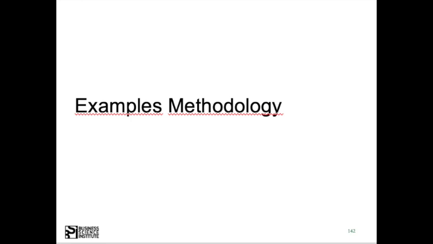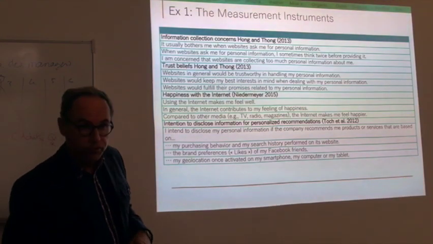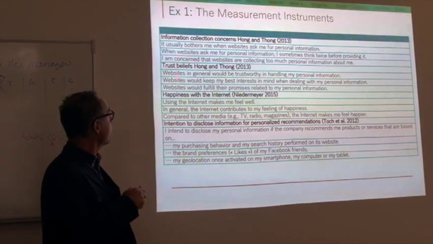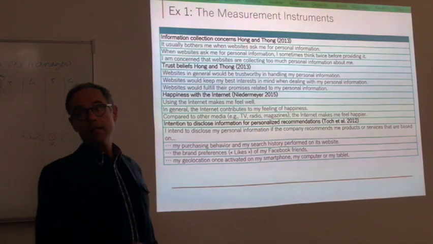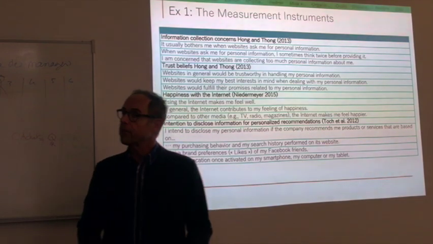So let's see some examples about the methodology used. Once you have found the scales, you have to put a table, summarize the scales with the items, and cite the scale's origin, information collection concerns, for example, Hong Kong. You have to adapt the items clearly, because they're coming from other contexts.